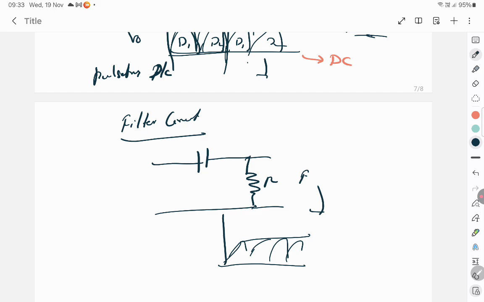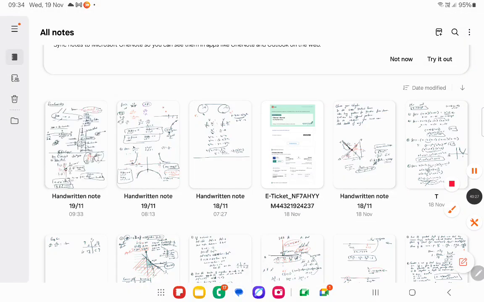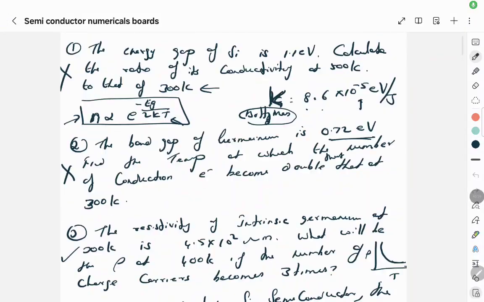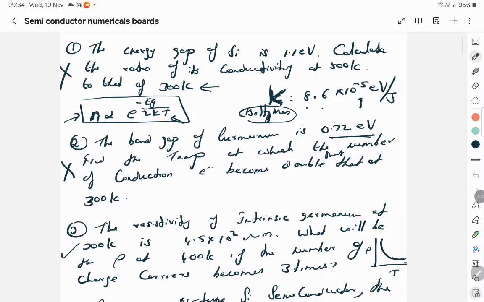And then it is about doing the numerical part of it. So here are some numericals. You know that the intrinsic charge carrier concentration.